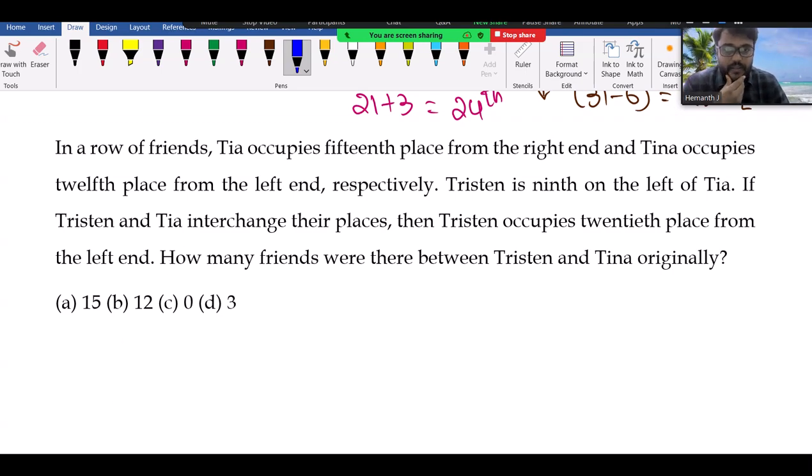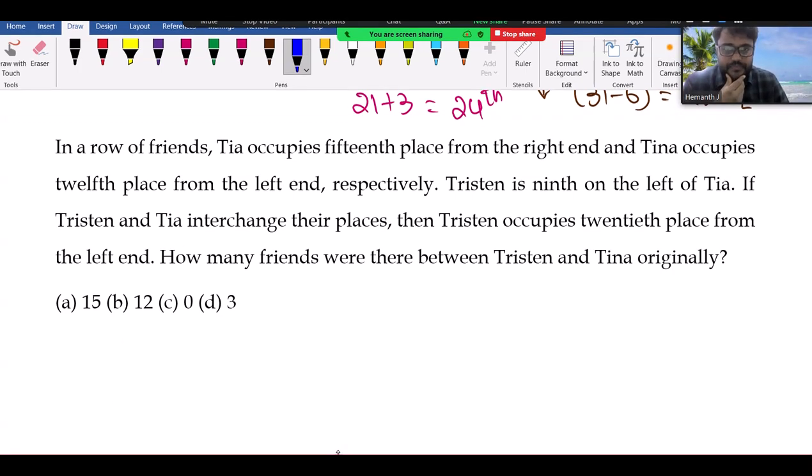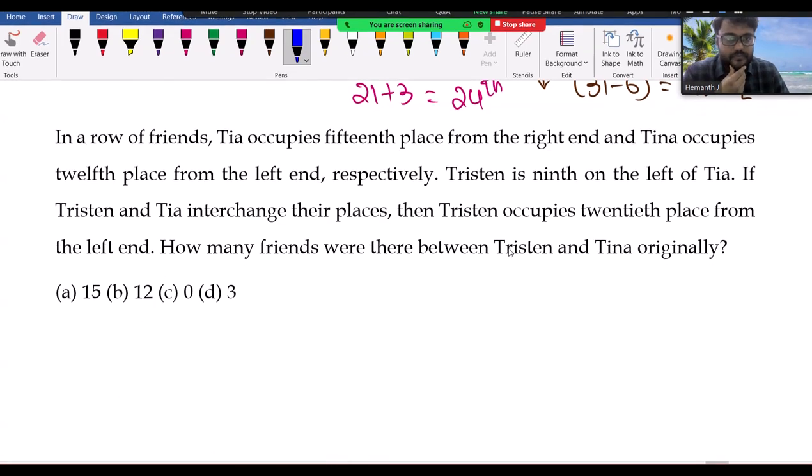Okay. Next they mentioned Tina occupies 12th from the left hand. So Tia and Tina. Fine. What is required actually: if I know one person's position from the left hand and the right hand, I can decide how many friends. Here they given Tia is 15th place from the right hand, Tina 12th from the left hand. Tristan is 9th on the left of Tia.